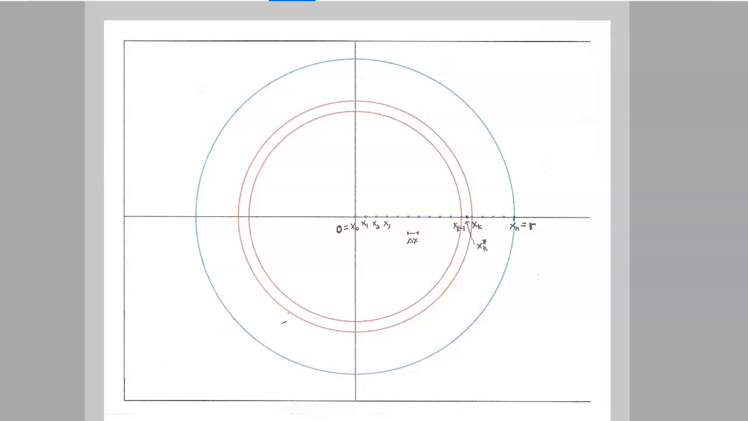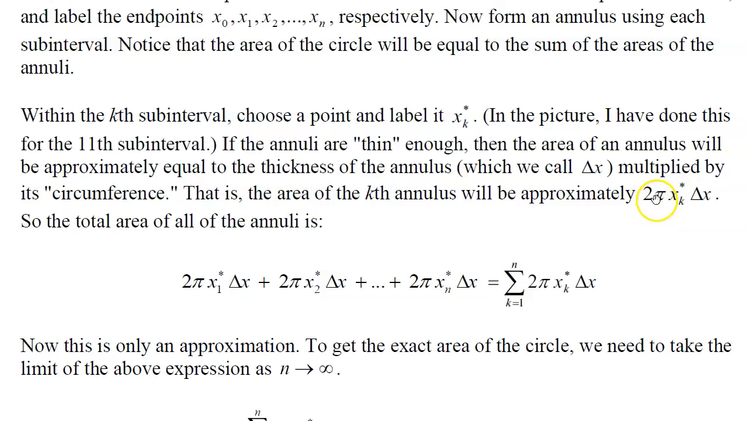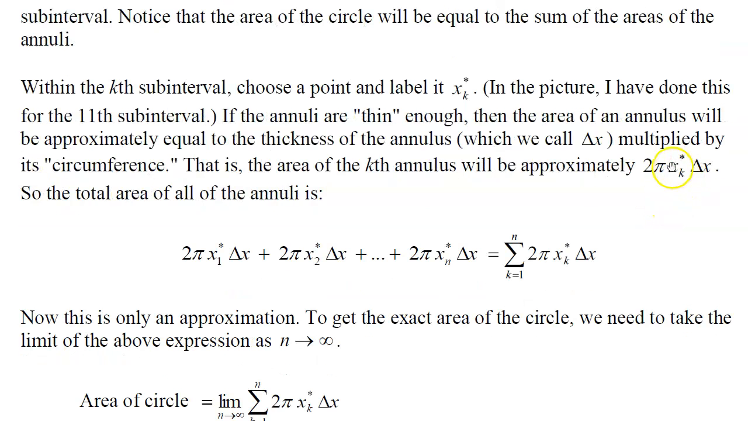Okay, so again, let's go back to our picture here. Notice that the area is going to be the circumference, which is 2 pi times the radius, but the radius is this xk star, times the thickness, which is delta x. And by the way, we can come back here and look at this picture. Notice that if we just find the sum of the areas of all these annuli, that'll give us the area of the circle. Okay, so we do that for each of those n subintervals. We find this point in the kth subinterval, we find xk star.